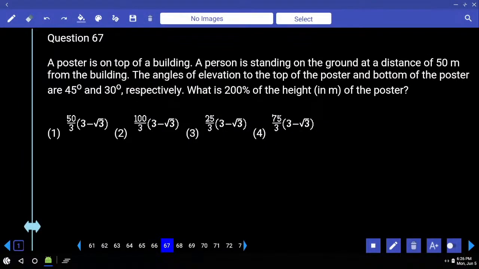A poster is on top of a building. A person is standing on the ground at a distance of 50 meters from the building. The angles of elevation to the top of the poster and bottom of the poster are 45 degrees and 30 degrees respectively. What is 200% of the height of the poster?